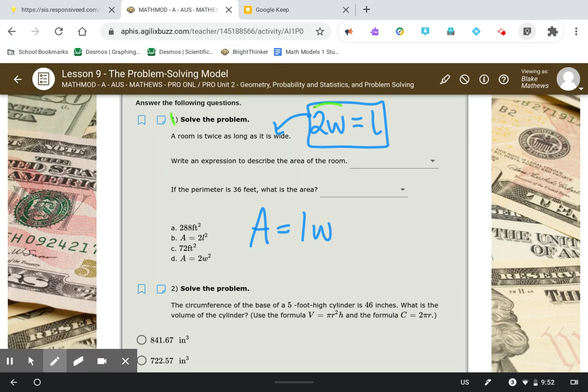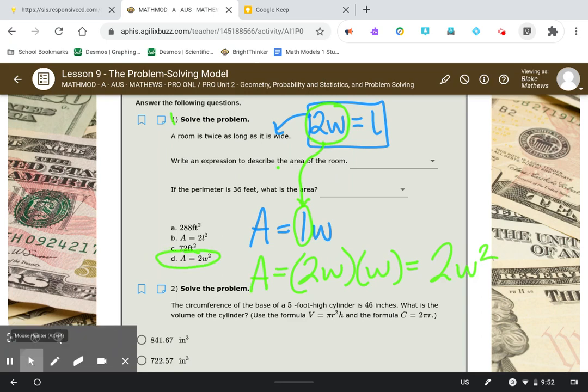So if I want to, I can take 2W and put it here. In other words, 2W times W. So again, I'm taking the L, replacing it with 2W, and then working that out. And so the final thing I get is that the area is equal to 2W squared. And you can see we have that answer here for answer choice D.